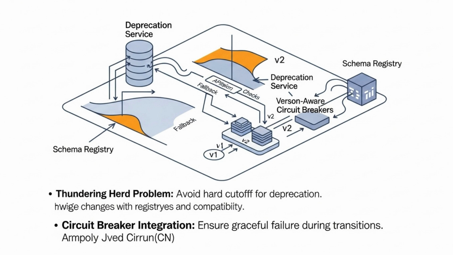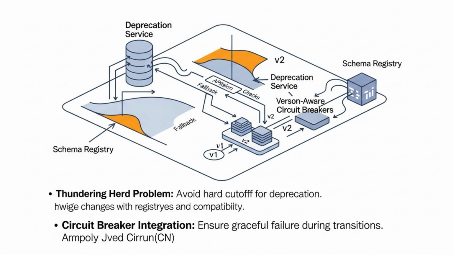Then there are schema evolution challenges. These are insidious bugs. Adding required fields breaks old clients, removing fields breaks new ones, and changing types can silently corrupt data. Amazon's solution involves schema registries with compatibility rules. Every schema change is validated against matrices to ensure both forward and backward compatibility, meaning new schemas can read old data and vice versa.